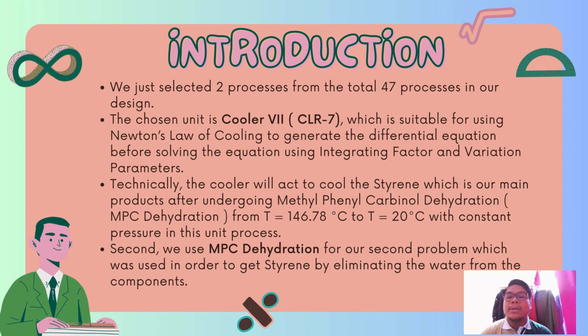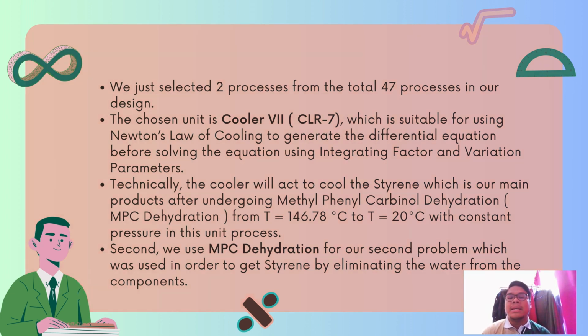And technically, the cooler will act to cool the styrene, which is our main product after undergoing methylphenyl carbonyl MPC dehydration, from initial temperature 146.78 degrees Celsius to final temperature 20 degrees Celsius with constant pressure in the unit process. And lastly, we use MPC dehydration for our second problem, which is used in order to get styrene by eliminating the water from the components.